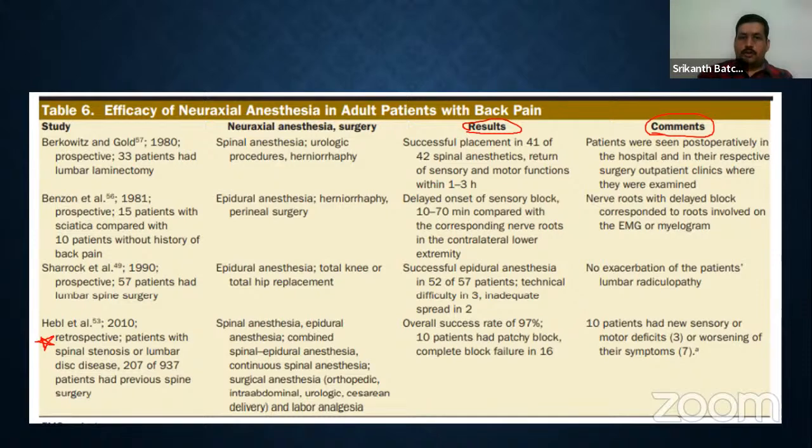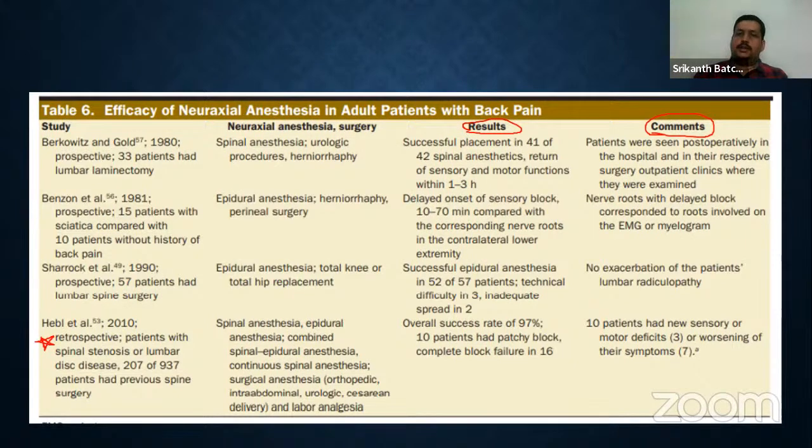So the overall success, even in this subset of population, where there is some underlying spine pathology and almost a quarter of patients undergoing a previous spine surgery, the overall success rate of the procedure leading to a placement of a successful block is 97%. So 10 patients had patchy block, and complete block failure was seen in 16 patients.